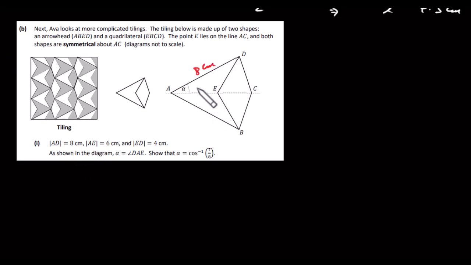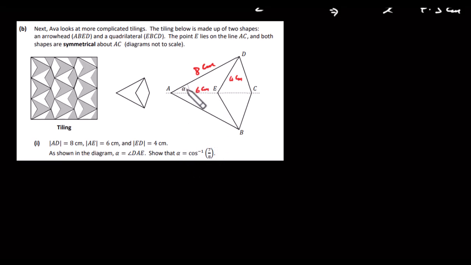AE is 6, so this is 6 centimeters. ED is 4, so ED is 4 centimeters here, this distance here. As shown in the diagram, alpha is the angle DAE, so this is alpha here. Show that alpha is cos inverse 7 over 8.